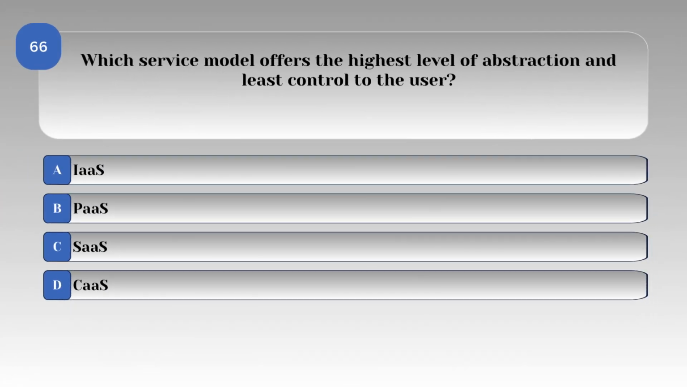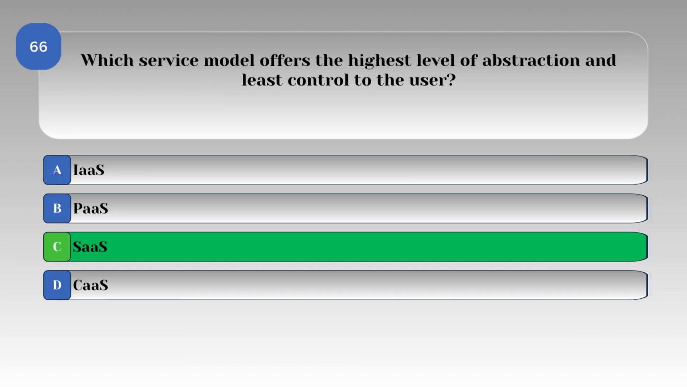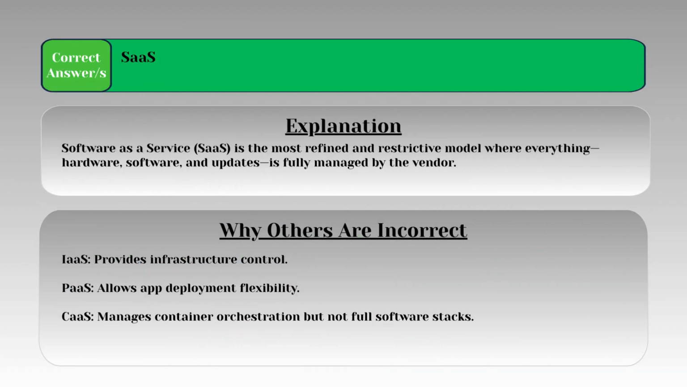Which service model offers the highest level of abstraction and least control to the user? Correct answer, SaaS. Explanation: software as a service is the most refined and restrictive model where everything, hardware, software, and updates, is fully managed by the vendor. Why others are incorrect: IaaS provides infrastructure control. PaaS allows app deployment flexibility. CaaS manages container orchestration but not full software stacks.